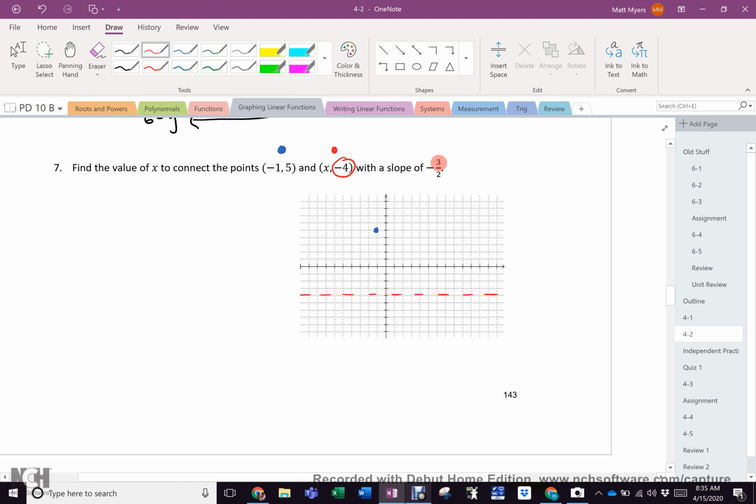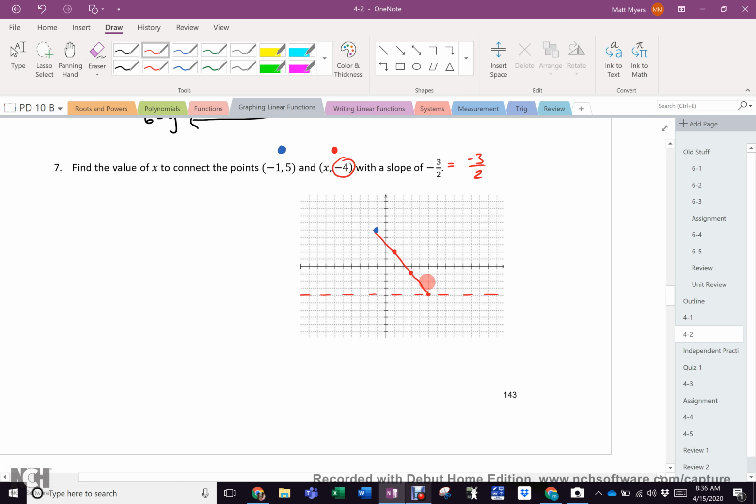And I've got a slope of negative 3 halves. So that means negative 3 over 2. So I'm going to go down 1, 2, 3. There's my negative, right 2. 1, 2, 3. There's my negative, right 2. 1, 2, 3, 1, 2. And there is my dot on that line.